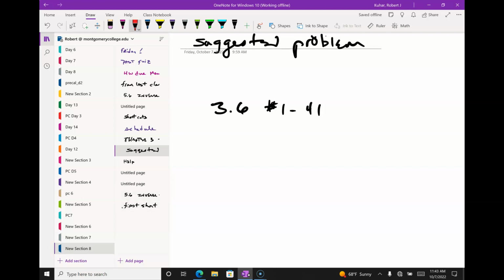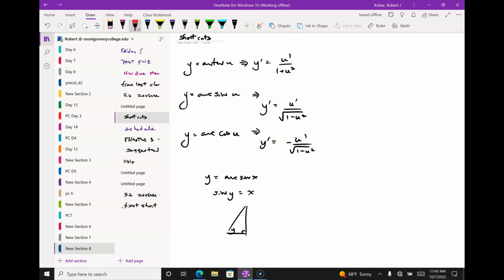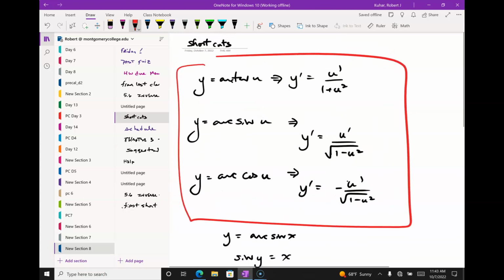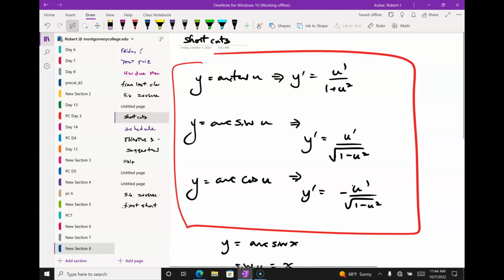So our shortcuts that we want are 3 of them. The first one I derived for you. The second one and the third one I'd like you to derive. I'd like you to do exactly what I did and make sure that you verify that these are the formulas.